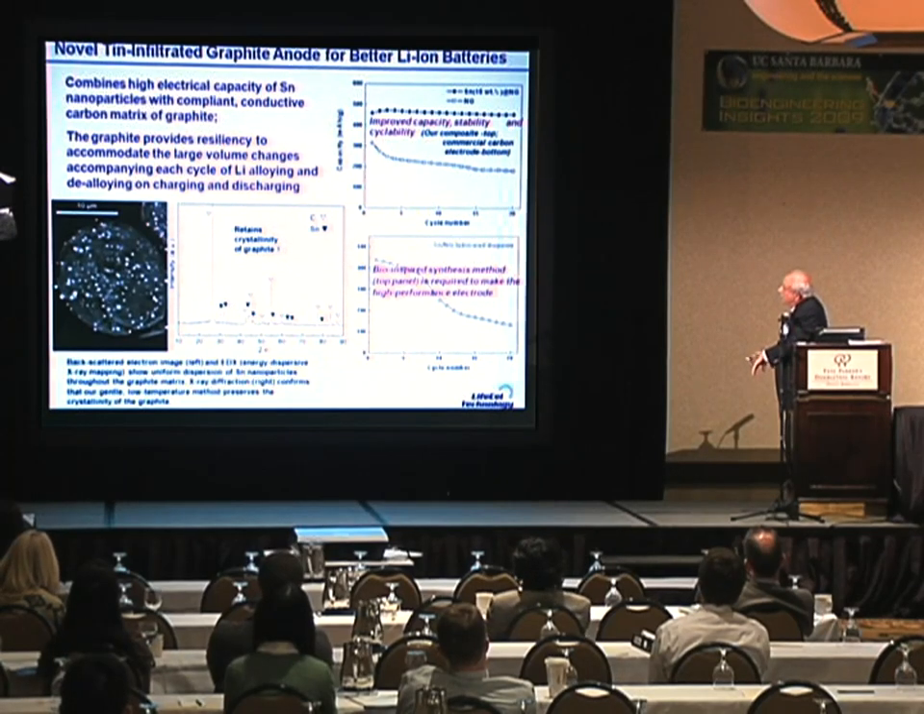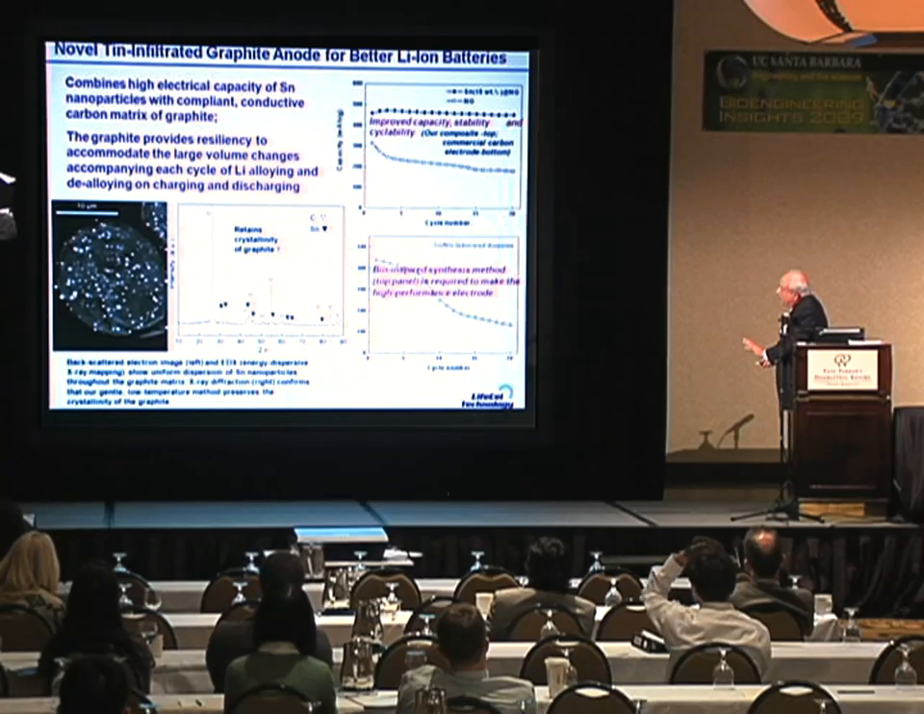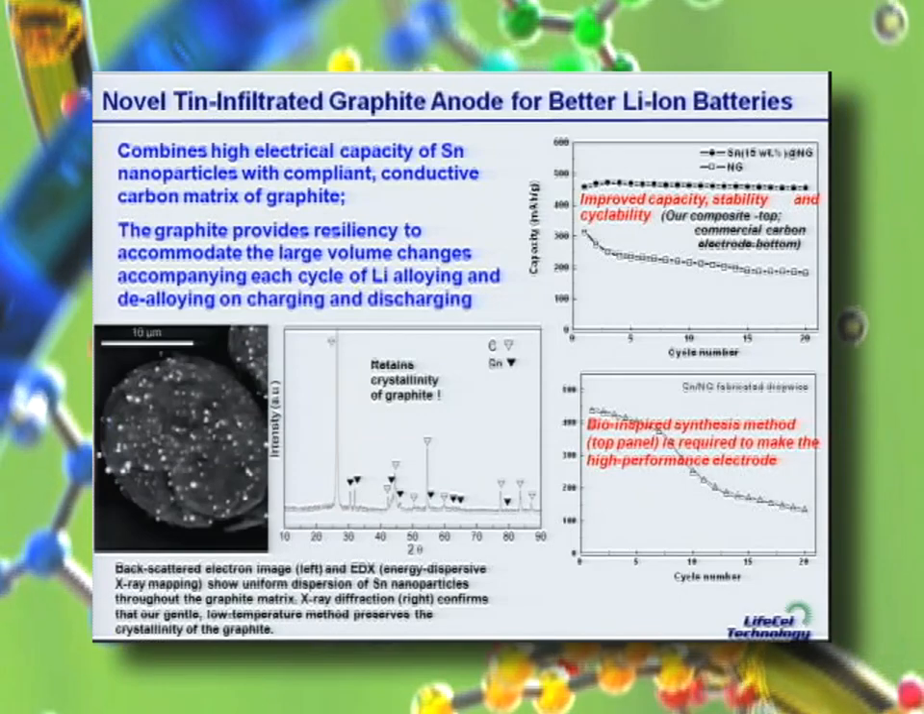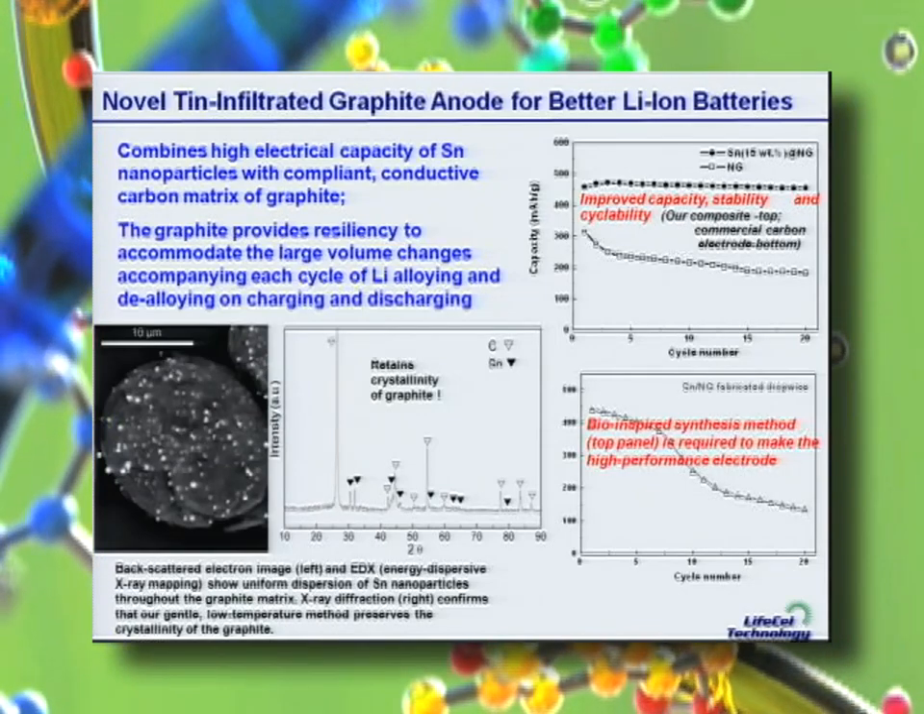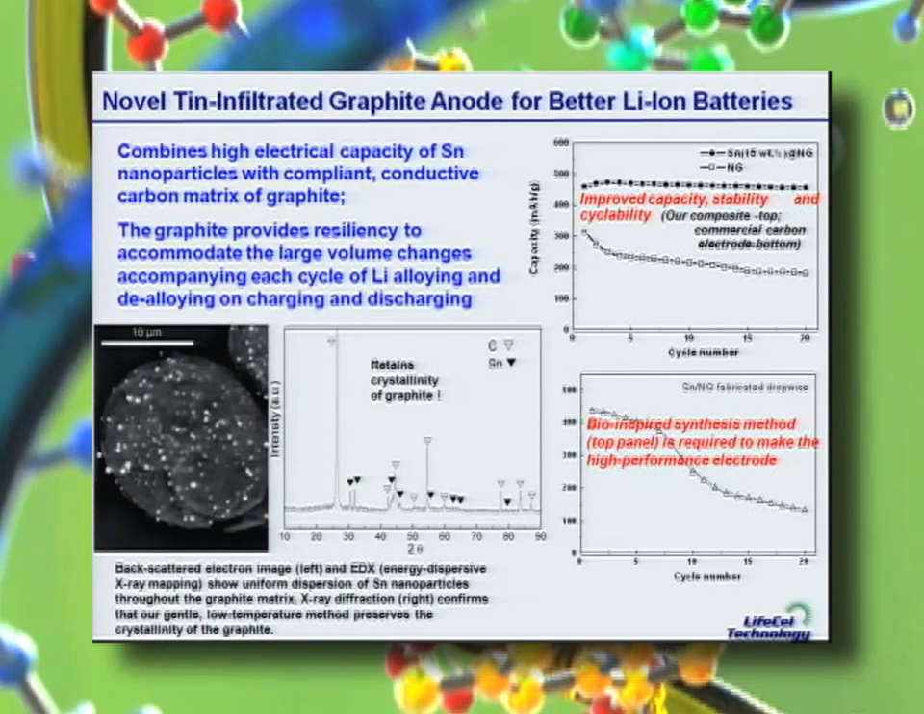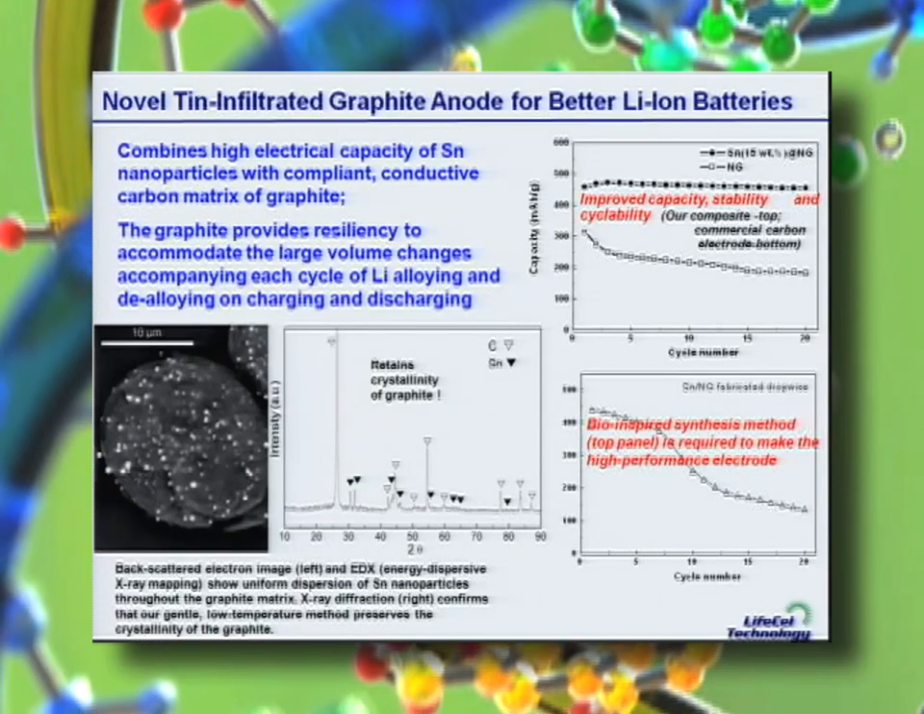In one, Dr. Hongli Zhang took our method in a completely new direction to produce novel tin-infiltrated graphite anodes for better lithium-ion batteries. They perform better than anything that's out there so far. Present anode material in lithium-ion batteries is graphite. The electrochemical capacity of graphite is low.